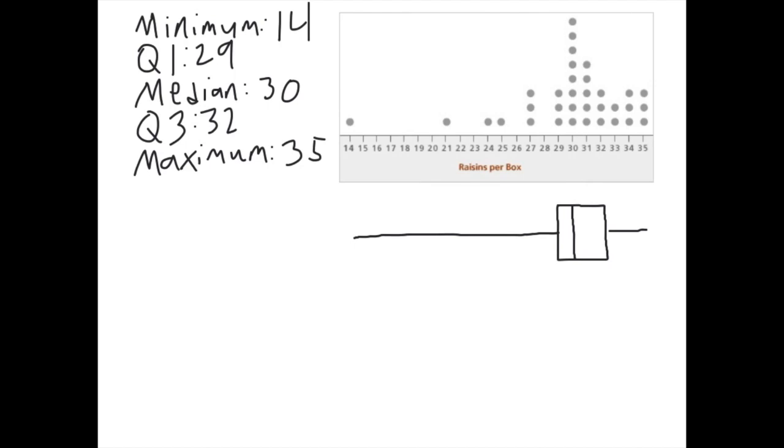Now, one thing you can find from a box plot is what's known as the range. The range is how big is your graph? How far does it go? And you find that number by taking the maximum, 35, and subtracting the minimum, 14. So the range in this case would be 21.